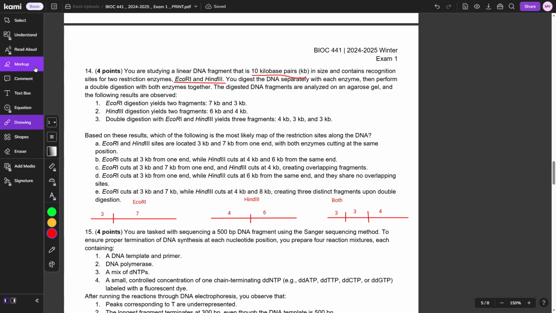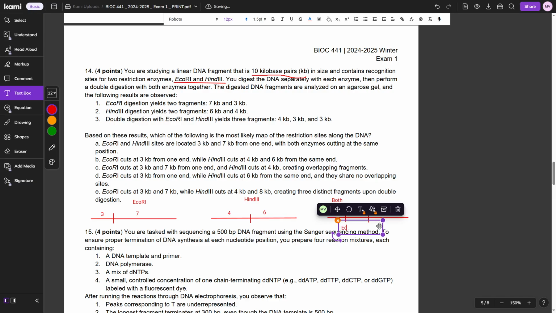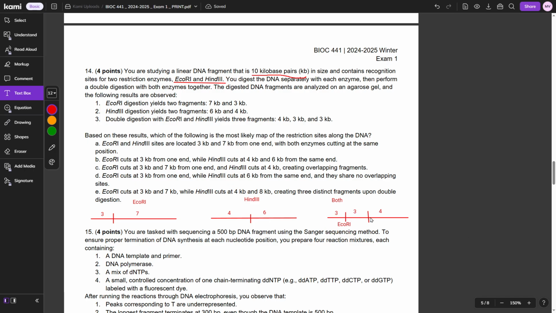So I'm actually going to keep that in mind. I'm actually going to move that here. So this right here is going to be EcoRI. And I know that because it's going to make a 7 and a 3. If I add these two together, the 3 and the 4 here, it's a 7, and this is a 3 here. So it's going to cut where this is.